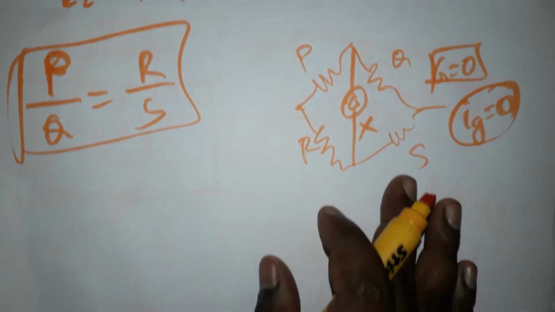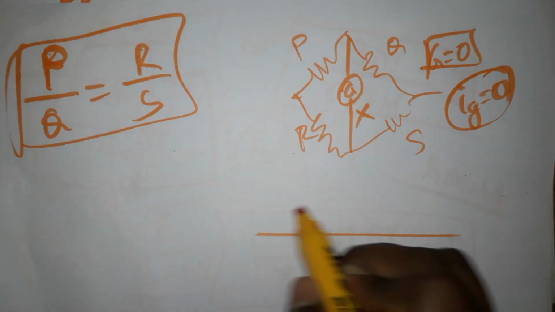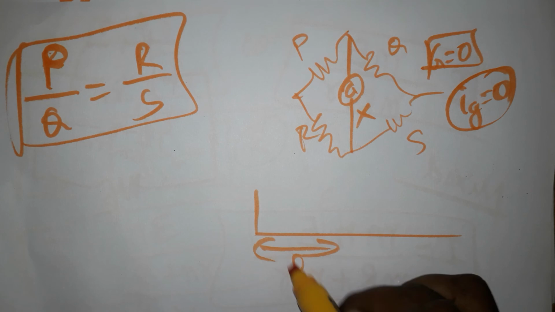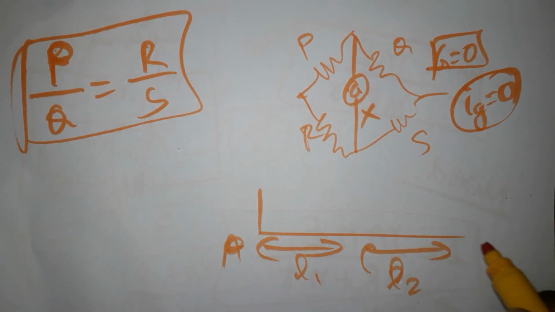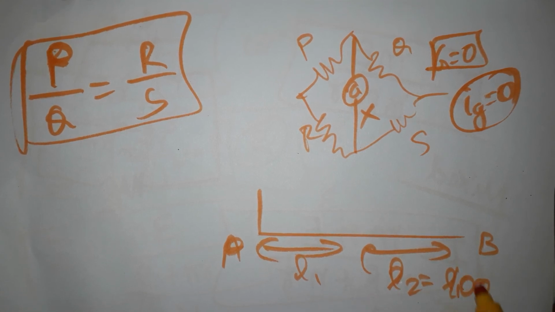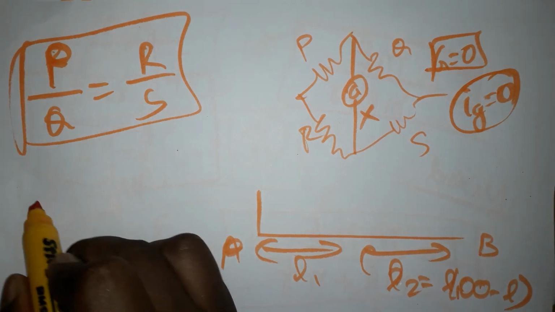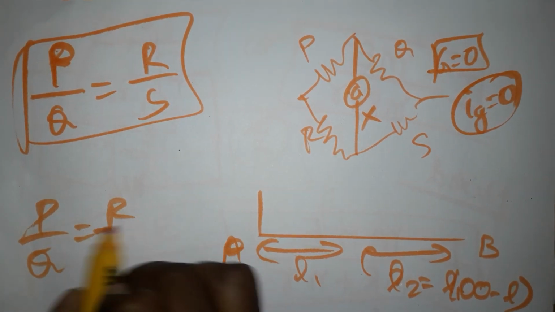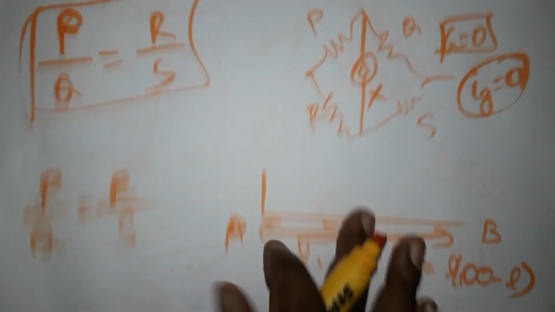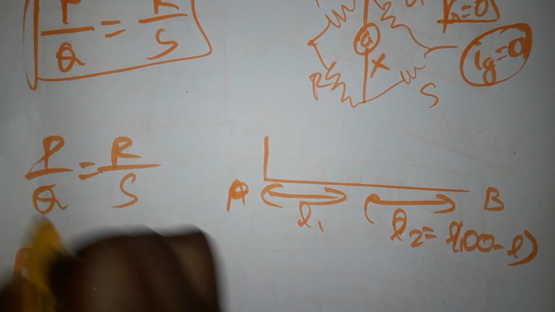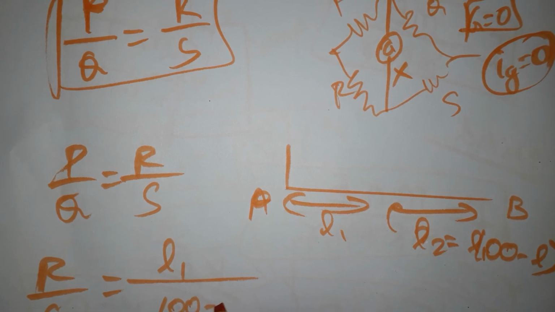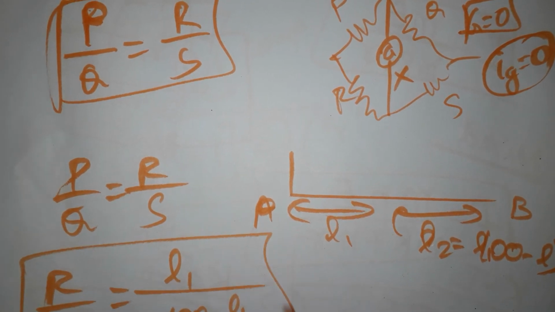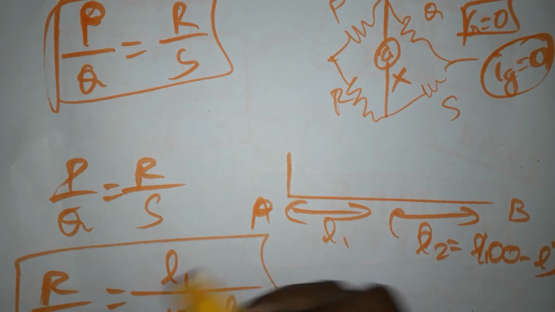Okay, the next thing, the meter bridge. It is the same technique, which we use to find the length. There is an L1 length and an L2 length. The total from here to B I take as 100 centimeters. That means L2 is 100 minus L1. It is the same equation, P by Q is equal to R by S, but here I take the ratio as L1 by L2, that is L1 by 100 minus L1. Instead of taking the resistance, I take the length.